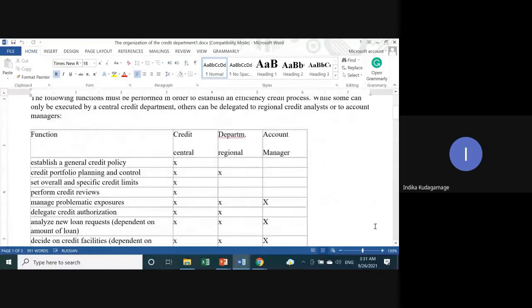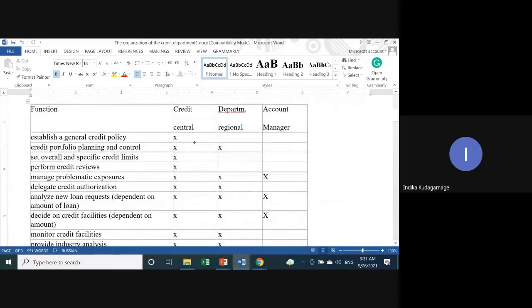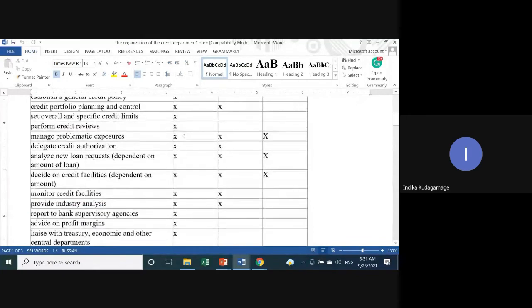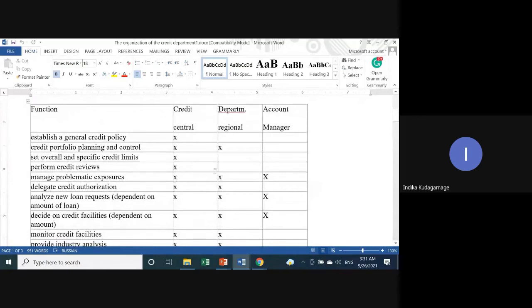These are the functions of the credit department. It is central credit. All these: establish the general credit policy, credit portfolio planning and control, set overall and specific credit limits, perform credit reviews, manage problematic exposures. All these things need to be done by the centralized department. Whereas regional credit departments will look at portfolio planning, managing problem exposure. It is the job of all three.